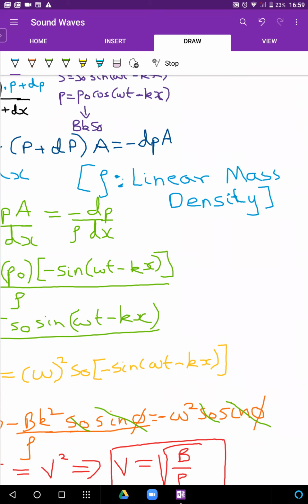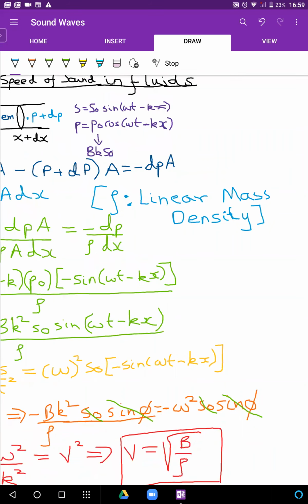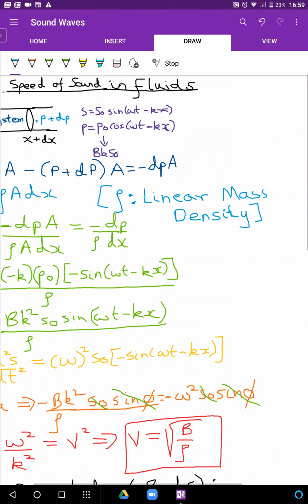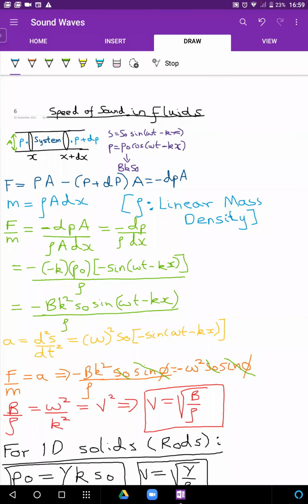Then we can do maybe something extra, और थोड़ा practice करना है standing waves को कर सकते.